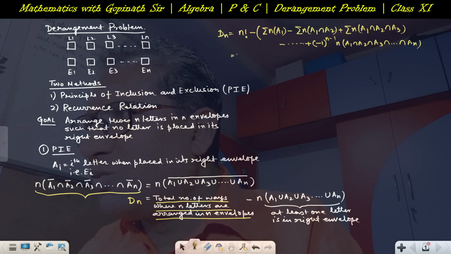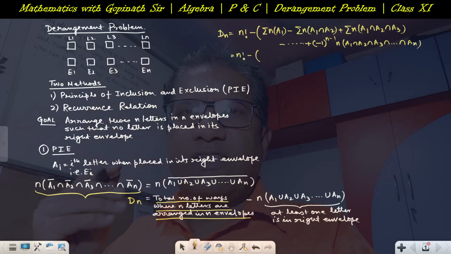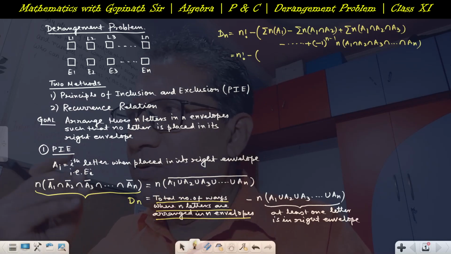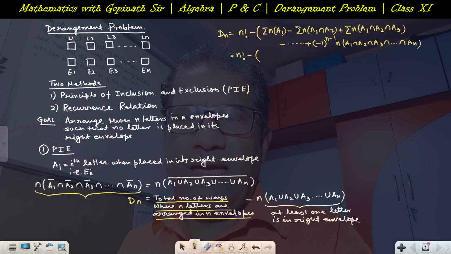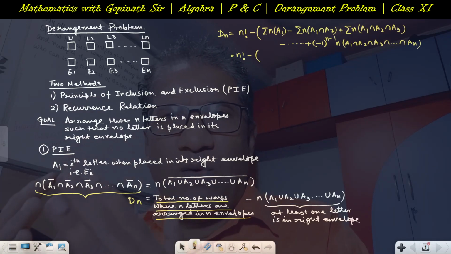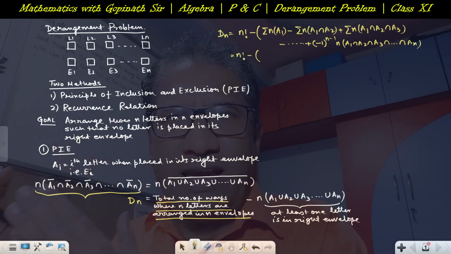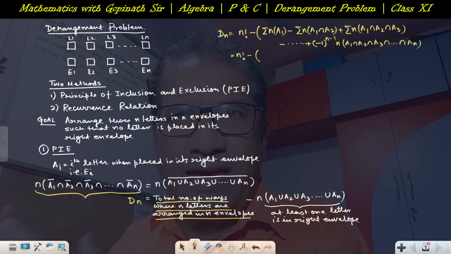So this becomes what? Factorial n minus... Now sigma of n(A1). What do you mean by that? It means n(A1) plus n(A2) plus n(A3) till n(An).